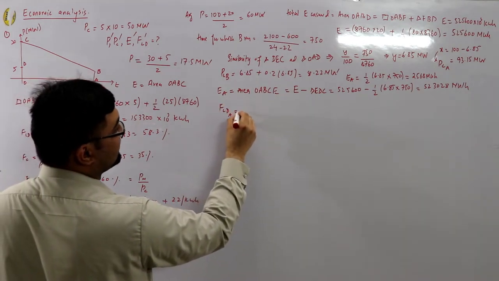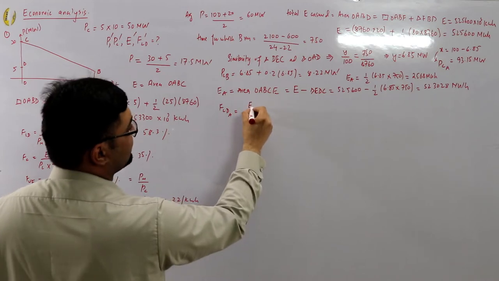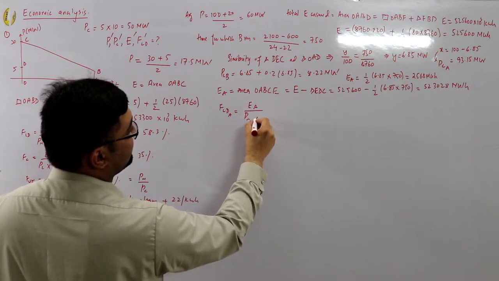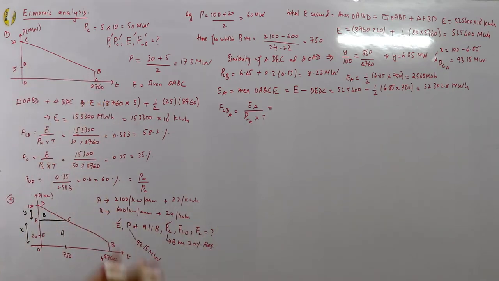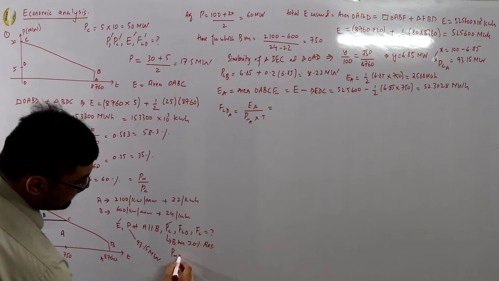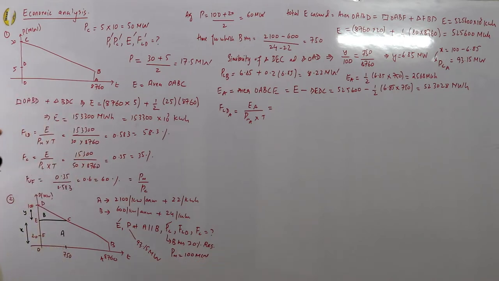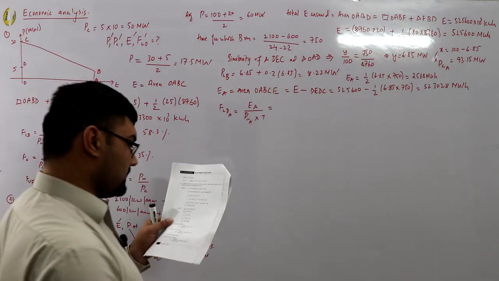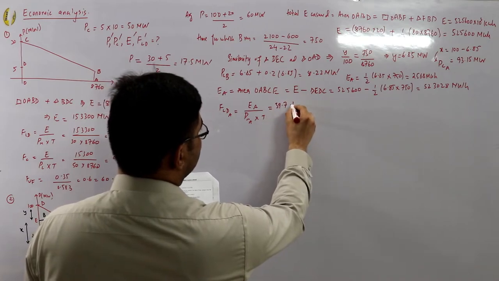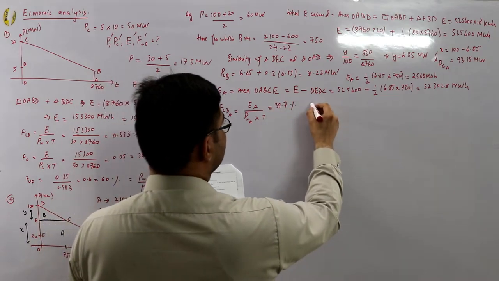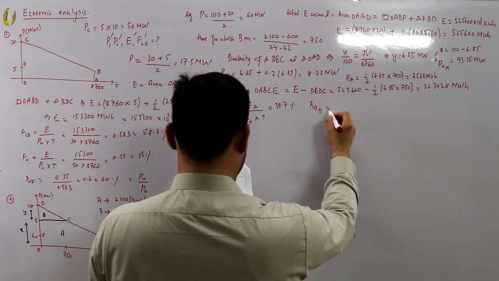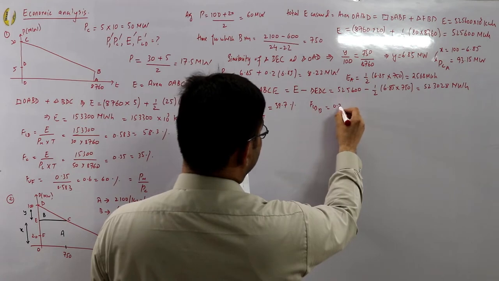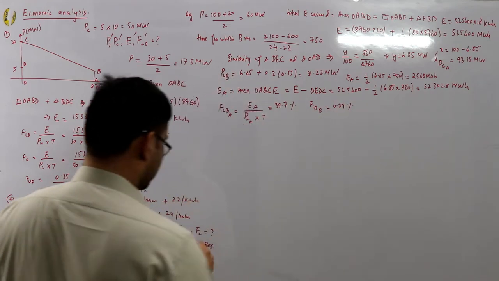The load factor of station A would be, do it by yourself, EA upon the maximum demand of A into time. The time would be 8760. From the figure, the maximum demand is given, which is 100 megawatts. Put in A also the maximum demand 100, in B also 100. This comes out to be 59.7%, and the load factor for B comes out to be 0.29%, right? So the load factors are done.